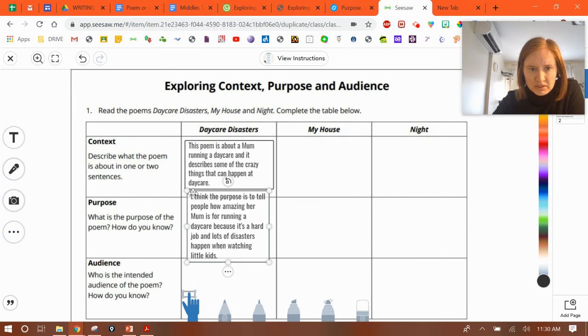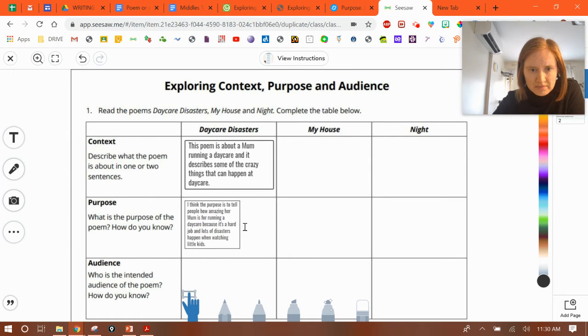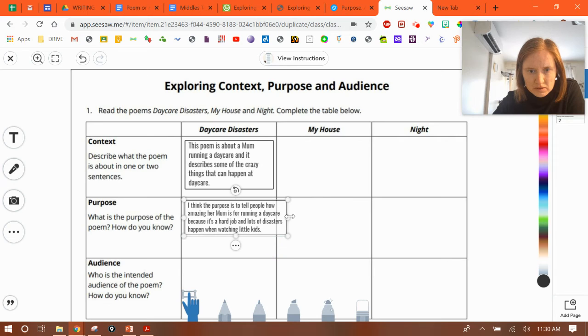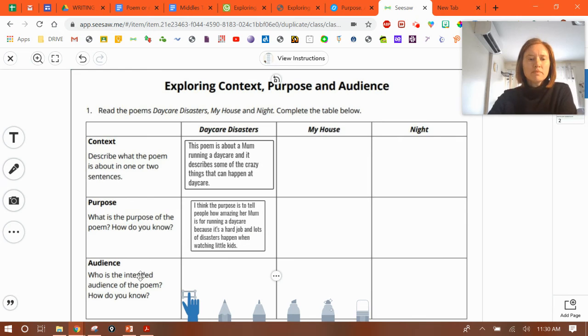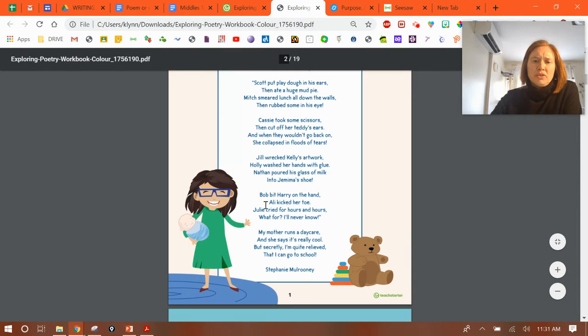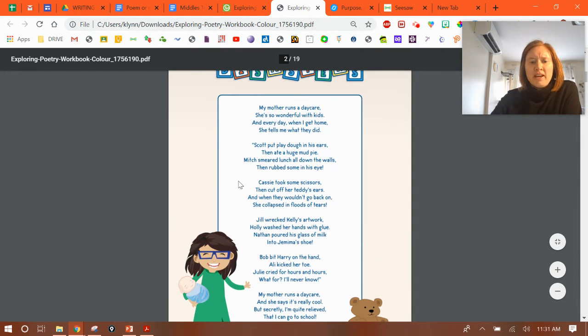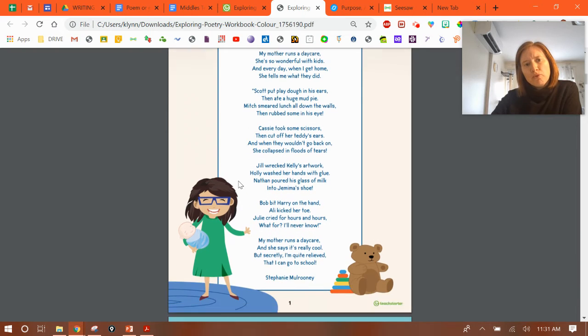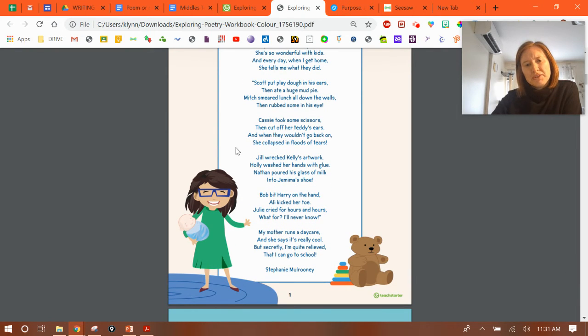You can write as much as you like, and then once you've written everything you want to write, adjust it using the corner dots there. There we go. Now for the last one, the audience. Who is the intended audience of the poem? Here we need to think about this poem. Who do we think this girl actually wrote the poem for? Who is she actually talking to?